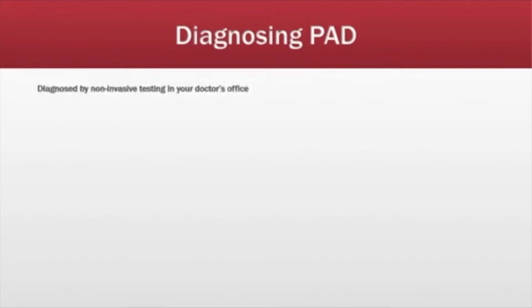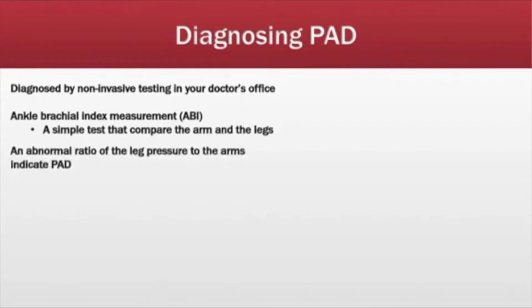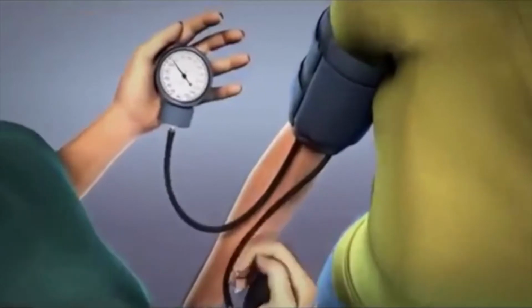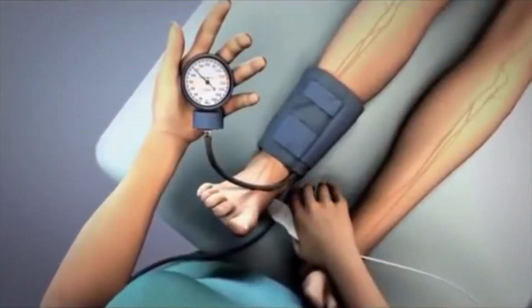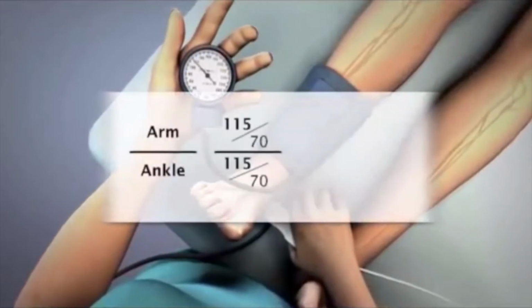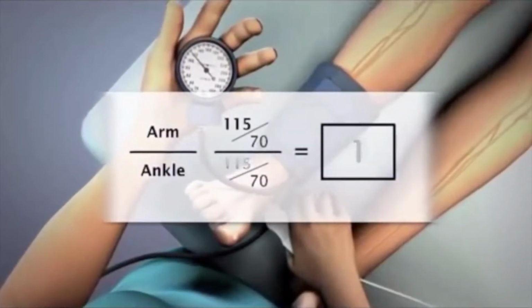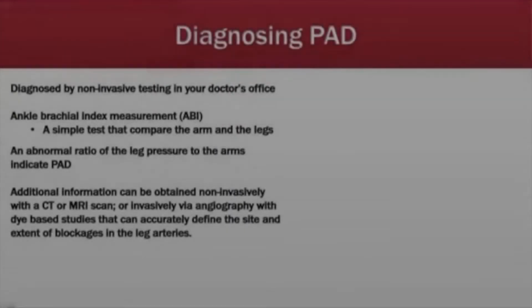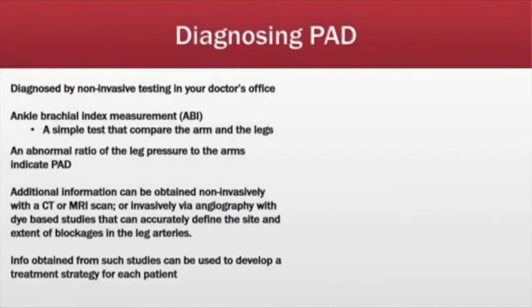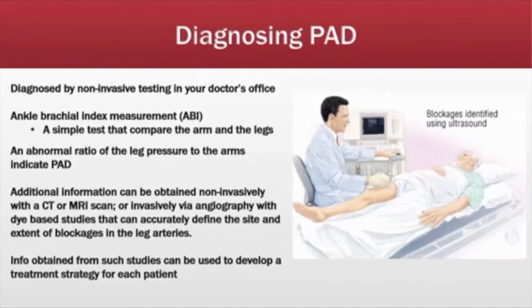PAD is readily diagnosed by non-invasive testing in your doctor's office. An ankle brachial index measurement, ABI, is a simple test that compares the blood pressure in the arm and the legs. An abnormal ratio of the leg pressure to the arms indicates PAD. Additional information can be obtained non-invasively with a CT or MRI scan, or invasively via angiography with dye-based studies that can accurately define the site and extent of blockages in the leg arteries. Information obtained from such studies can then be used to develop a treatment strategy for each individual patient.